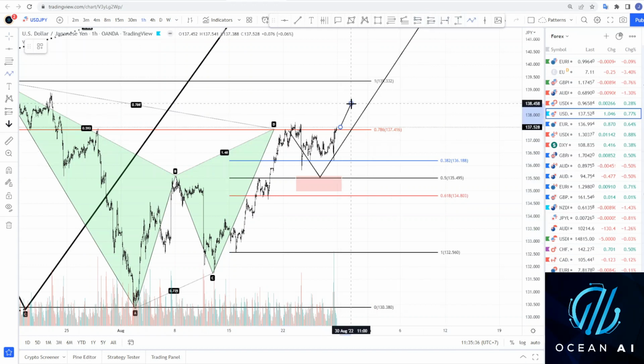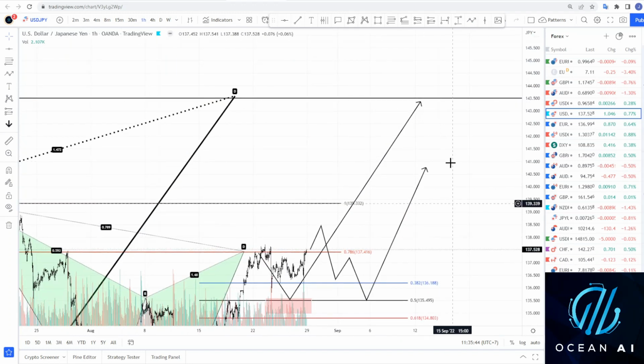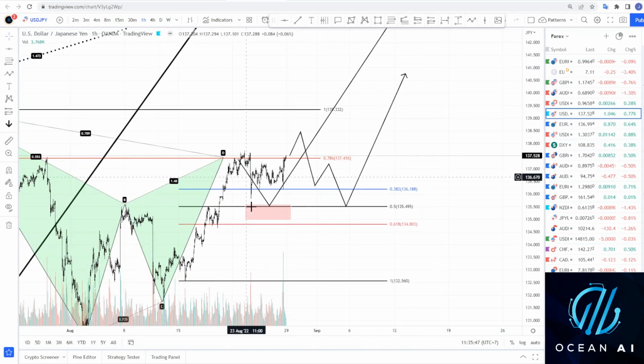Something up in here, and then getting that pullback, and then taken off up to that 143 area. So it's either finished here and we're going to keep going higher, or there might be one more little high, then we get a retracement, and then we go. So things to watch there, but definitely heading higher. So need to look for long positions.